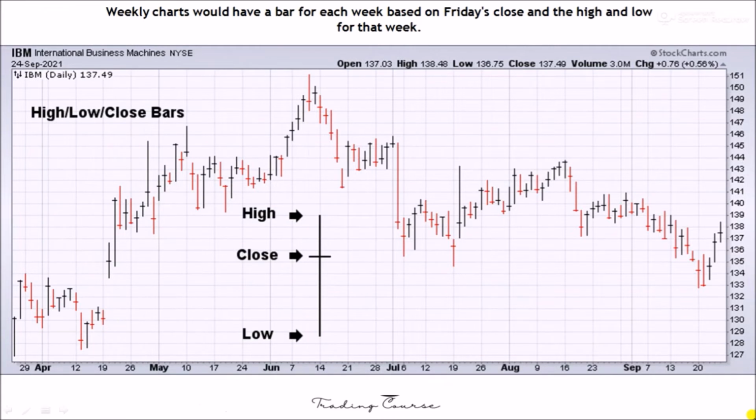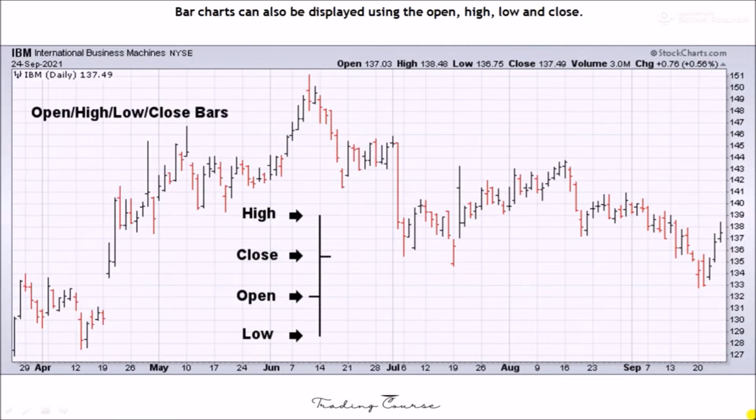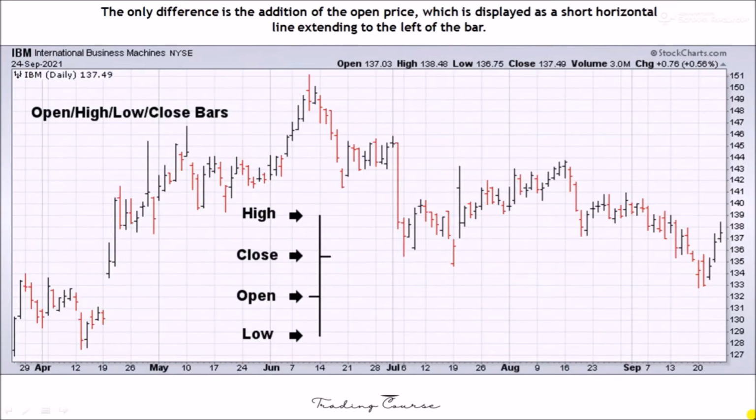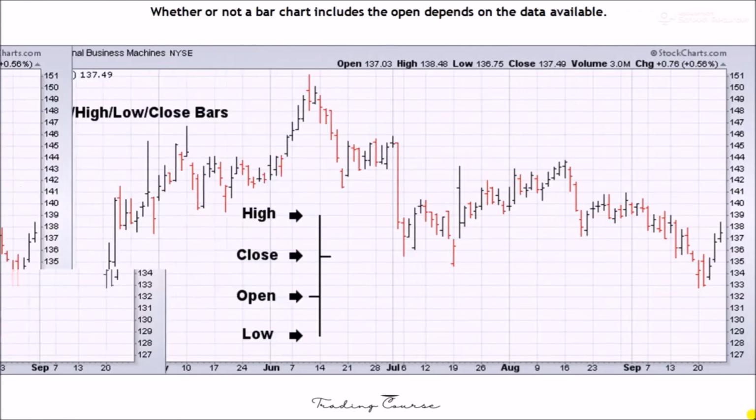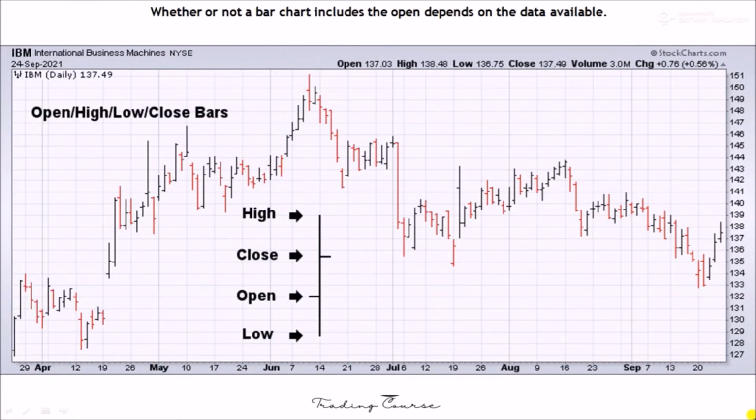Weekly charts would have a bar for each week based on Friday's close and the high and low for that week. Bar charts can also be displayed using the open, high, low and close. The only difference is the addition of the open price, which is displayed as a short horizontal line extending to the left of the bar. Whether or not a bar chart includes the open depends on the data available.